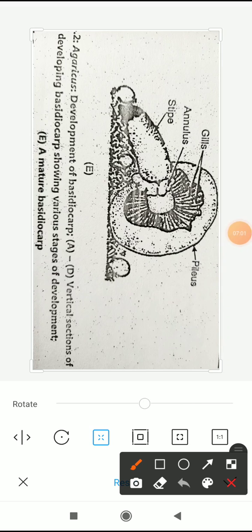See here the structure of a mature basidiocarp. So this is the pileus, these are the gills, then this structure is a stipe or stalk, and this is the annulus.